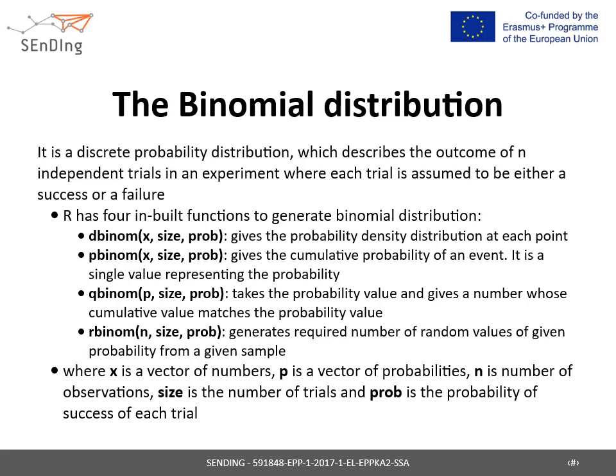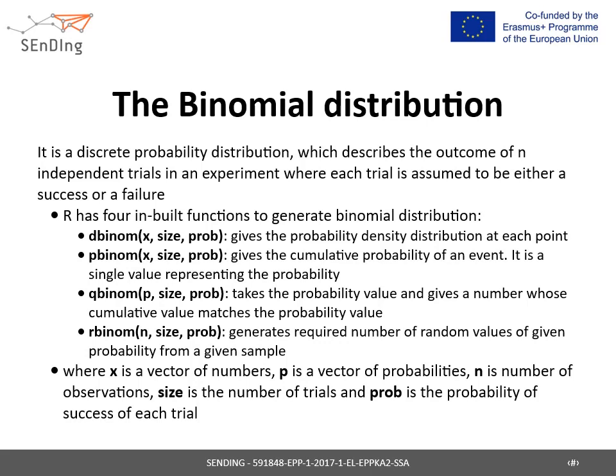In the general syntax of these functions, x is a vector of numbers, p is a vector of probabilities, n is the number of observations, size is the number of trials, and prob is the probability of success of each trial. R has 4 inbuilt functions to generate binomial distribution.